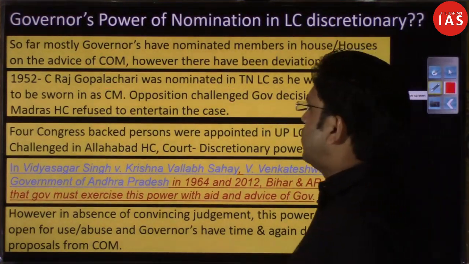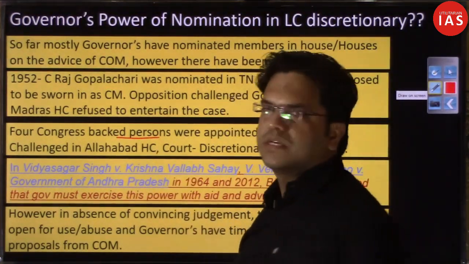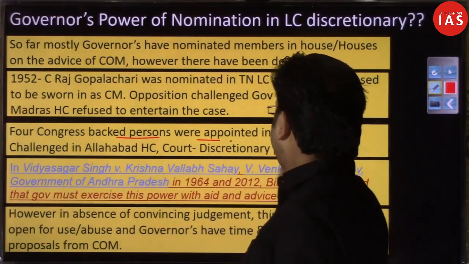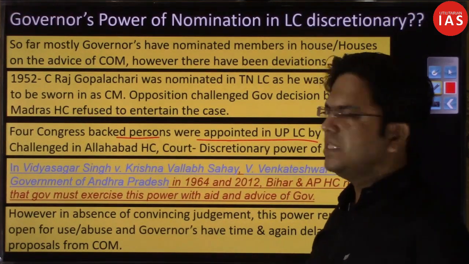In 1964, again 4 Congress-backed persons, who were political, were appointed in the UP Legislative Council by the governor.